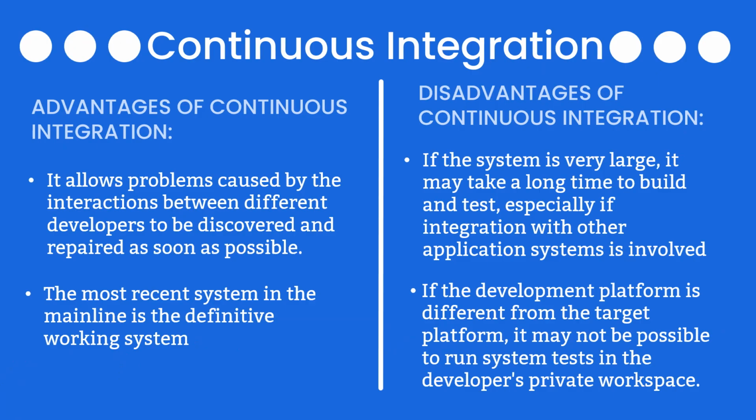Continuous integration process has its advantages and disadvantages. Some advantages of this process are that it allows problems caused by the interactions between different developers to be discovered and repaired as soon as possible. Another is that the most recent system in the mainline is the definite working system.